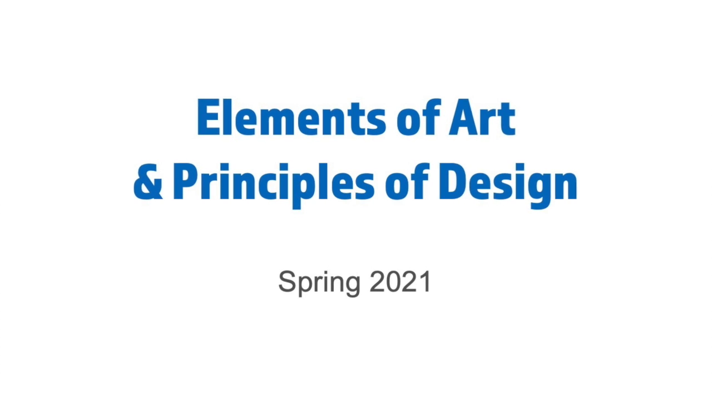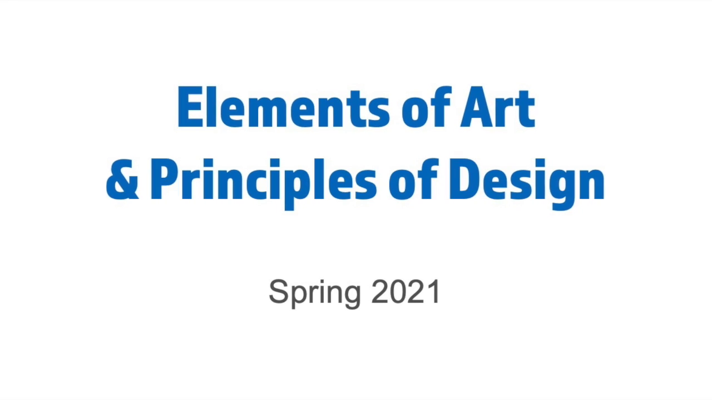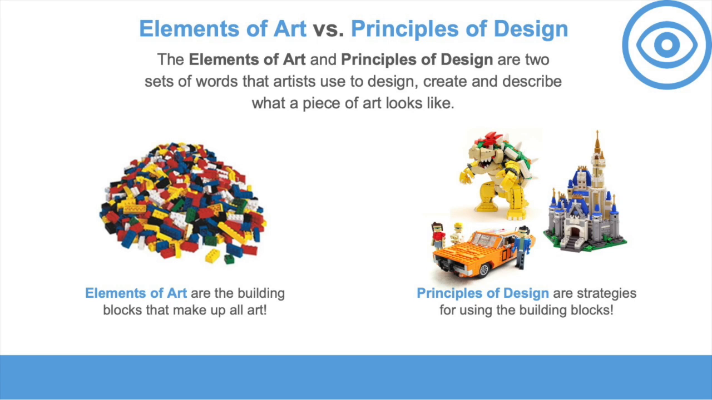Today we're going to be looking at the elements of art and the principles of design. The elements of art and principles of design work together to create all artworks. They are two sets of words that artists use to design, create, and describe what a piece of artwork looks like. You can think of the elements of art as the building blocks that make up all of art. The principles of design are different strategies for using the blocks.